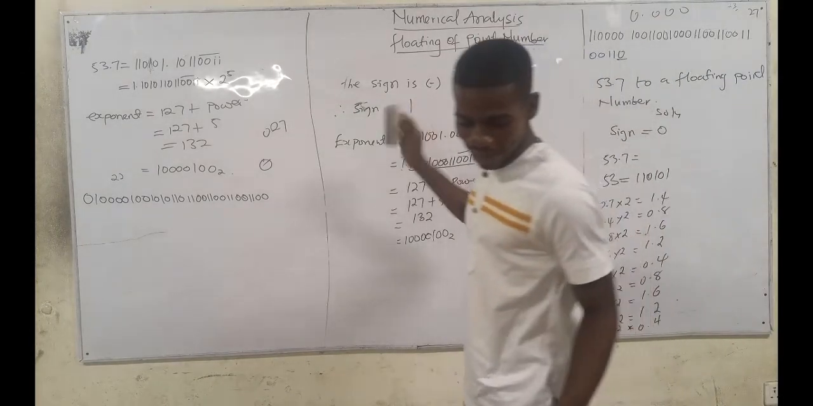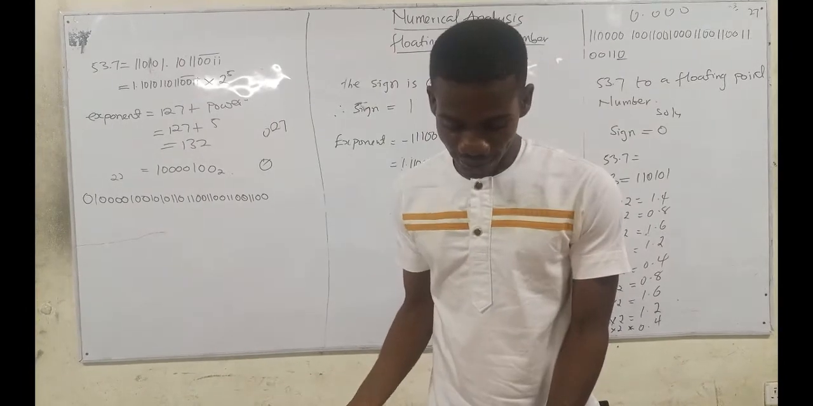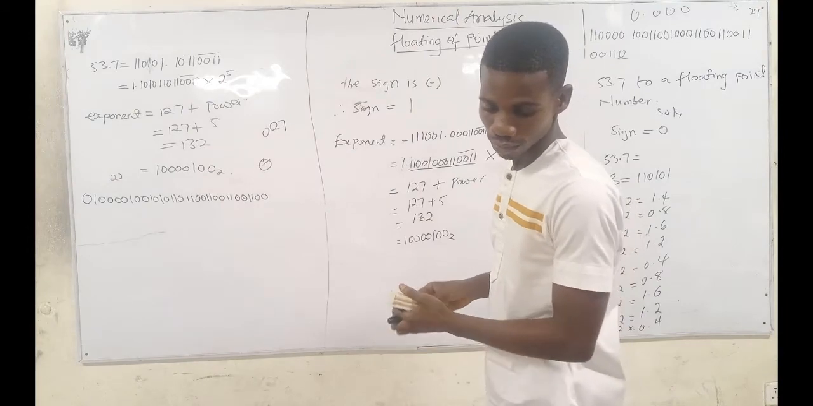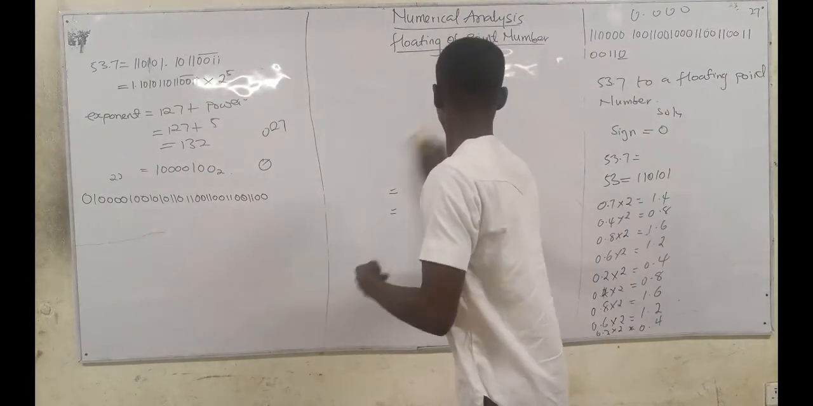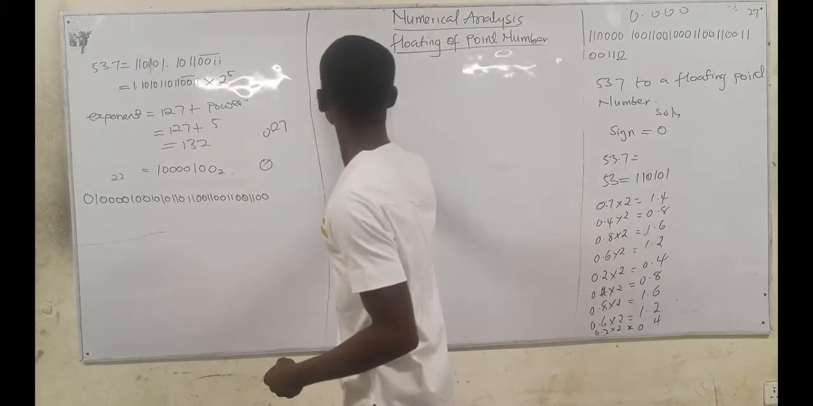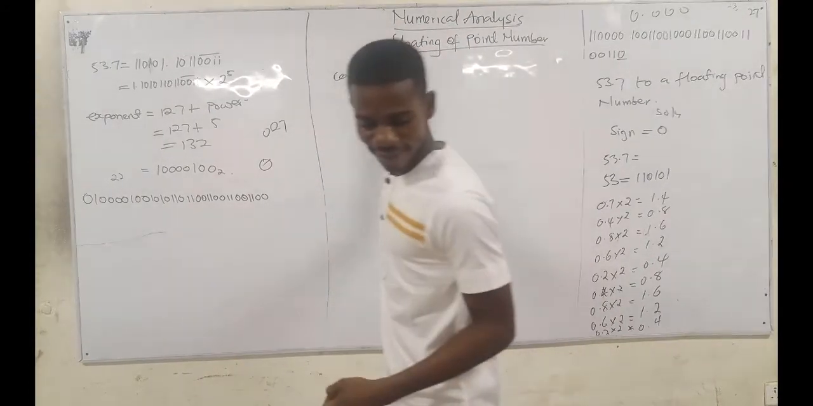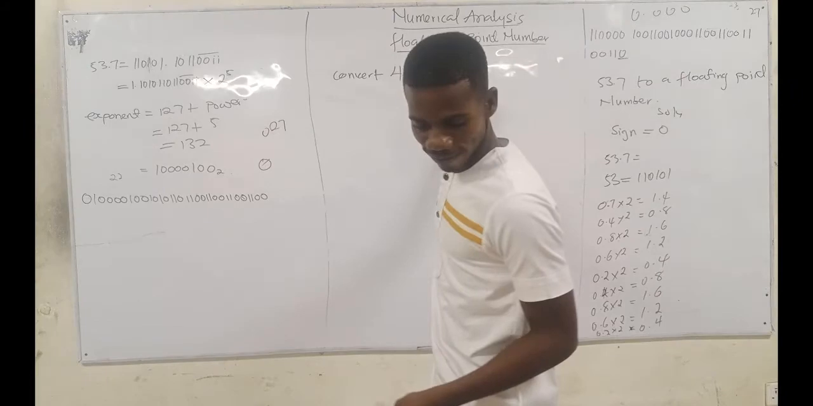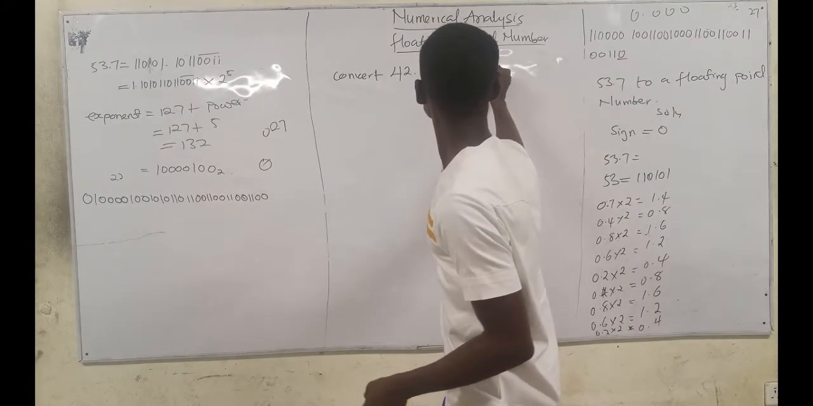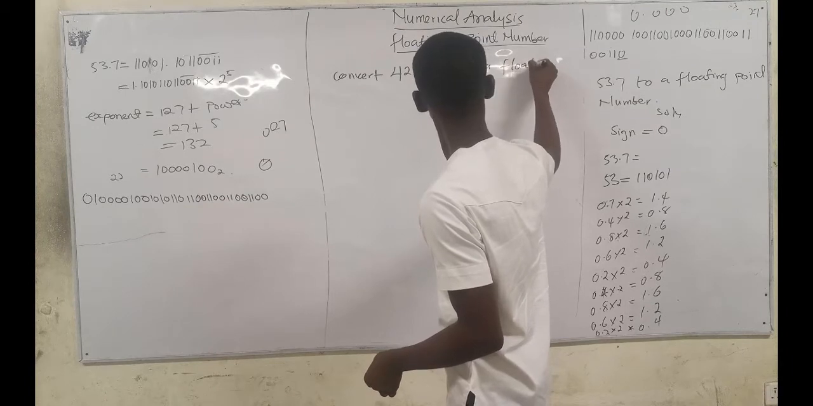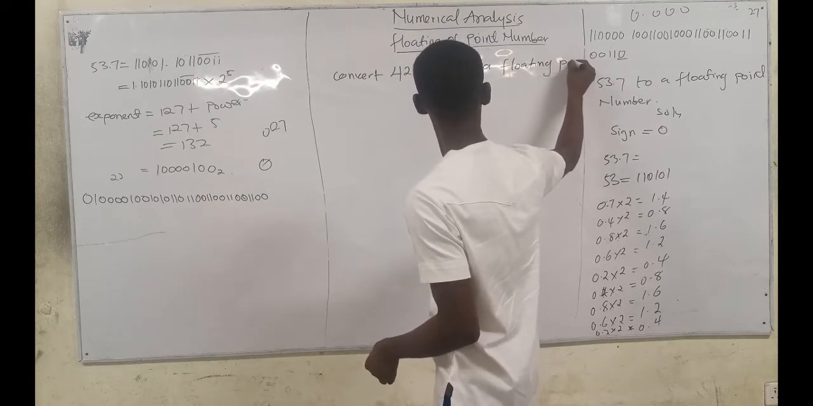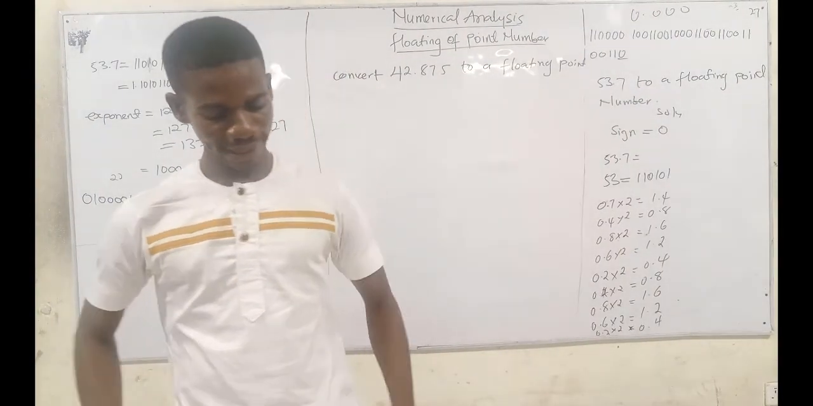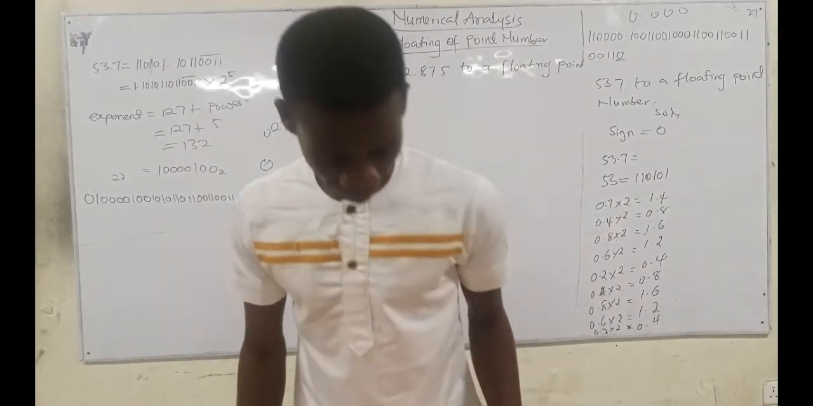Please, if you are happy, let's try this. The last one, let's all do it. This one I will not do. You do it, then we continue. Let's convert 42.875 to a floating point.